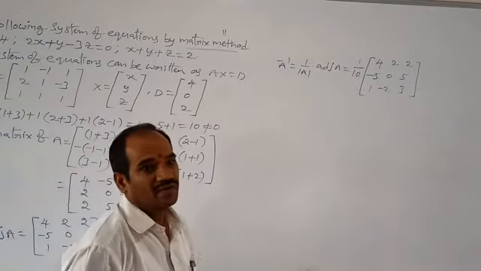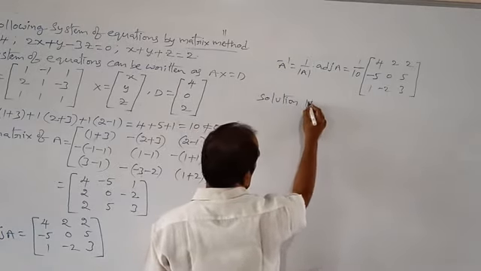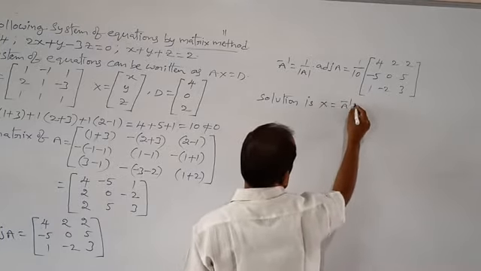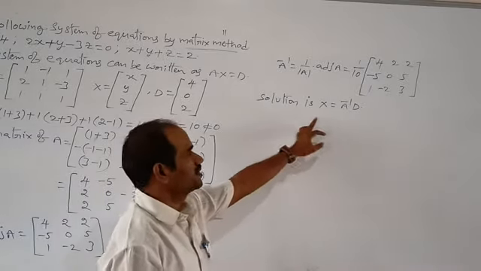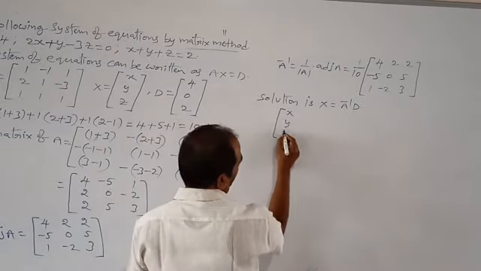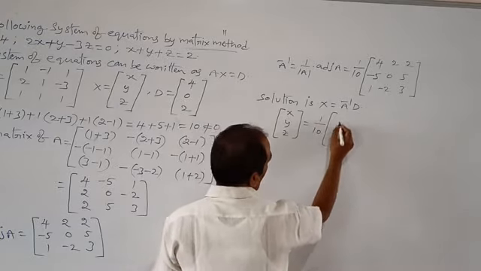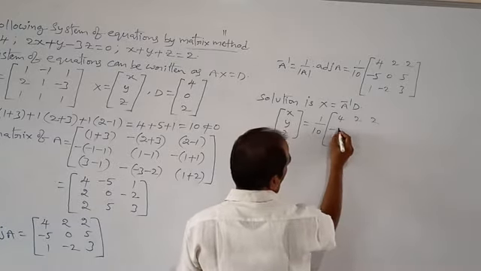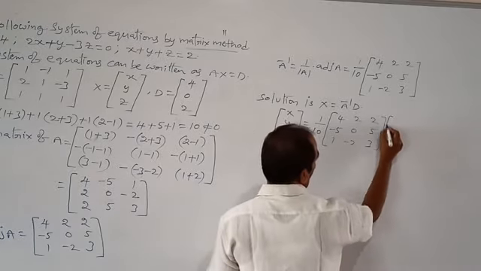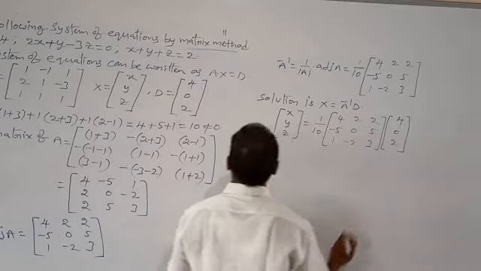Next, the solution is X is equal to A inverse into D. Here X is the matrix of unknowns, which are x, y, z. So X is equal to A inverse, which is 1 by 10 into the matrix 4, 2, 2, minus 5, 0, 5, 1, minus 2, 3, into D, the constant matrix, which is 4, 0, 2.